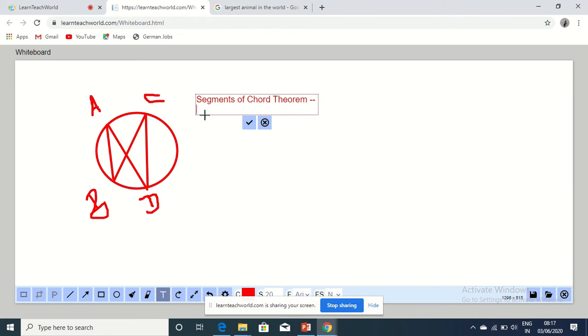Let us consider the point of intersection of these two chords, AD and BC, as P. According to the theorem, we need to prove that AP multiplied by DP, where DP is this line and AP is this line, will be equal to BP multiplied by CP. So we need to prove this.